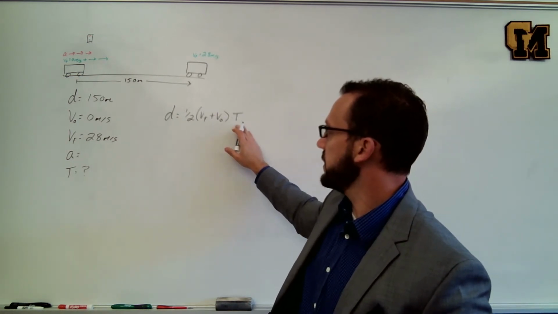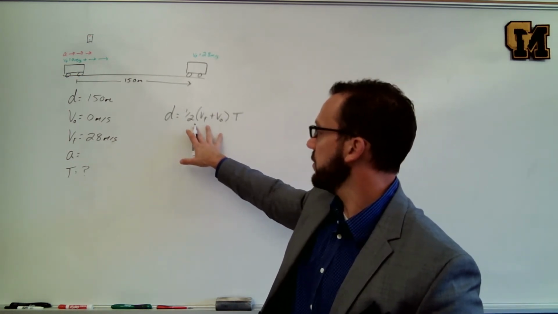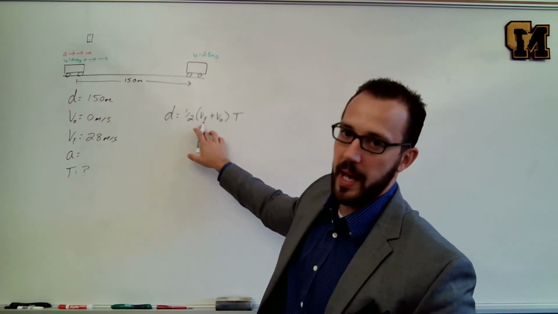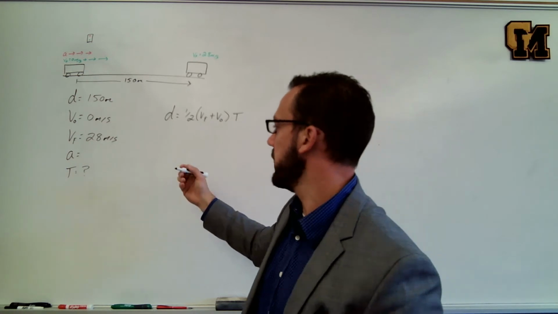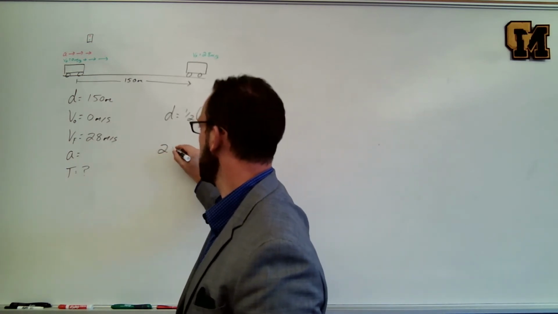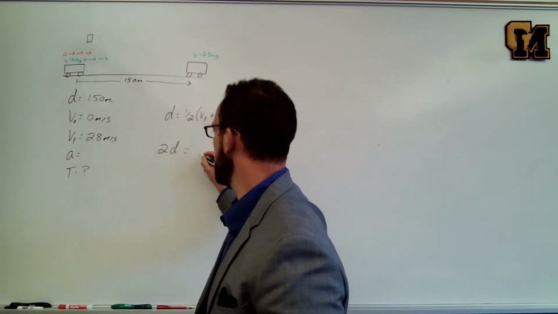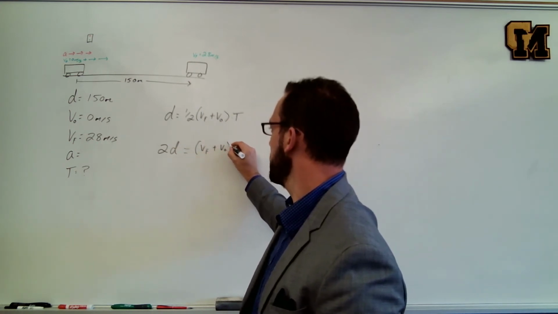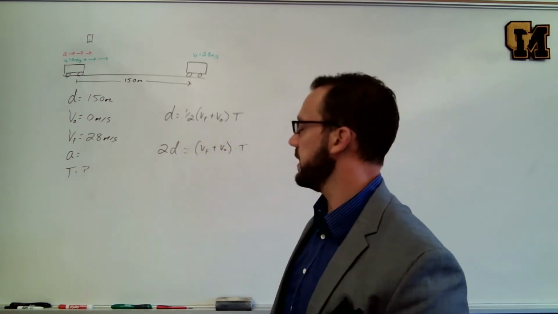We're going to be solving for time, so I've got to get rid of the 1/2 and the (vf plus v naught). I'll get rid of the 1/2 first. Dividing by a half is kind of like multiplying by 2. I don't like fractions in my denominators. So that's just going to be 2d equals (vf plus v naught) in parentheses times t.